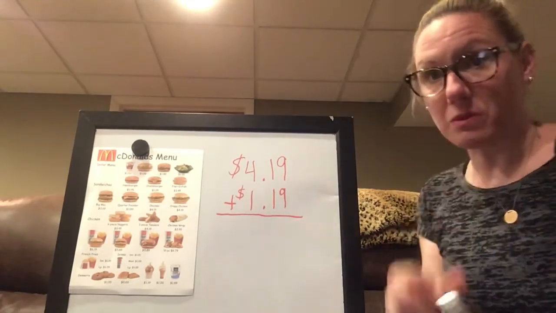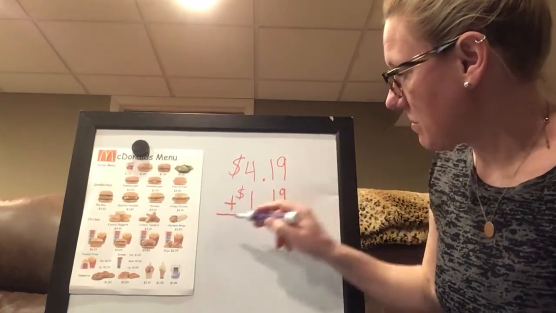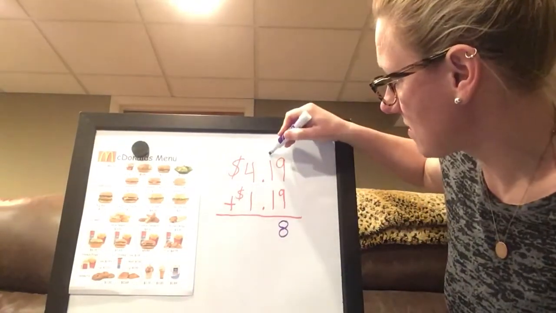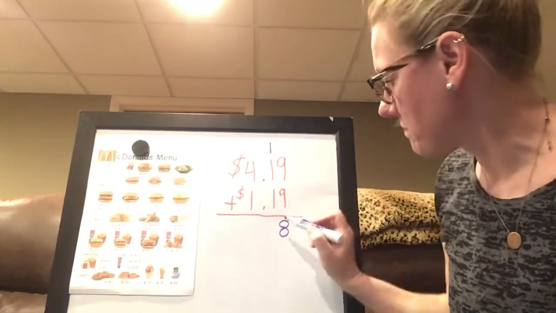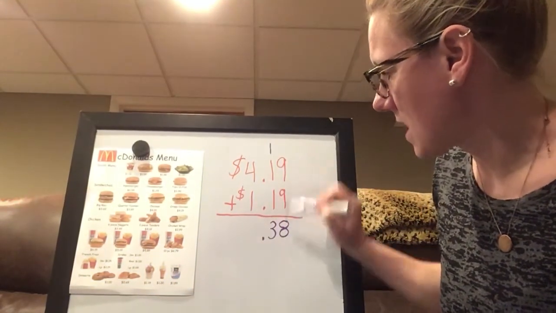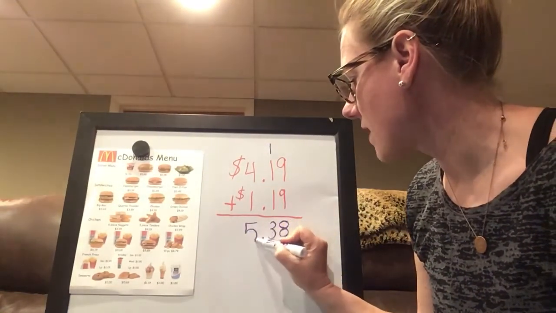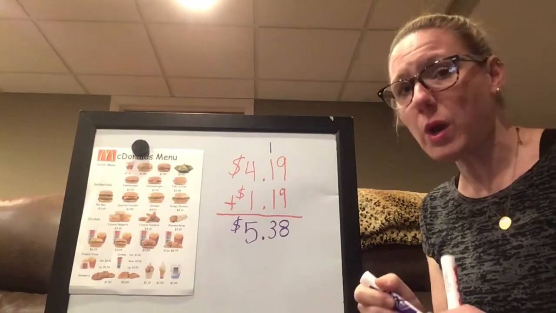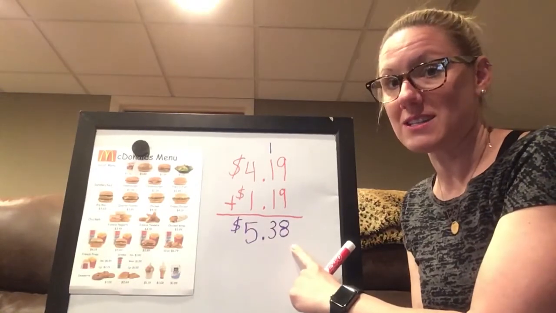As always, when we're adding numbers, we're going to start on the right-hand side. And I know 9 plus 9 is 18. The 8 goes down here, and bring the tens up to the tens column, 1. And now I can count 1, 2, 3. And then I have to bring my decimal point down. And now I can add the dollar amounts. 4 plus 1 equals 5. Don't forget to bring your dollar sign down. So now I know the price of 2 items, the crispy chicken sandwich and the sundae, would cost $5.38.